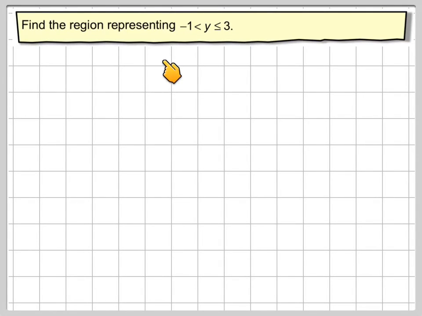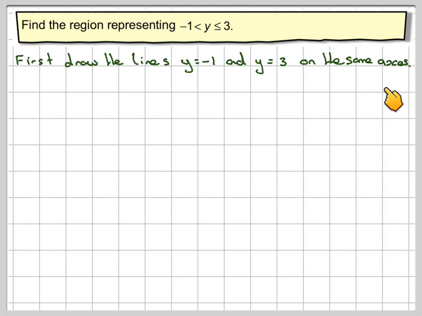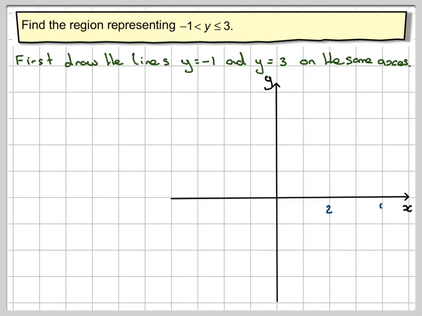Find the region representing y greater than -1 and less than or equal to 3. So, first draw the lines y is equal to -1 and y is equal to 3 on the same axis. So draw a set of axes, label this one x and this one y. I haven't put too many numbers on so that it doesn't look too cluttered.